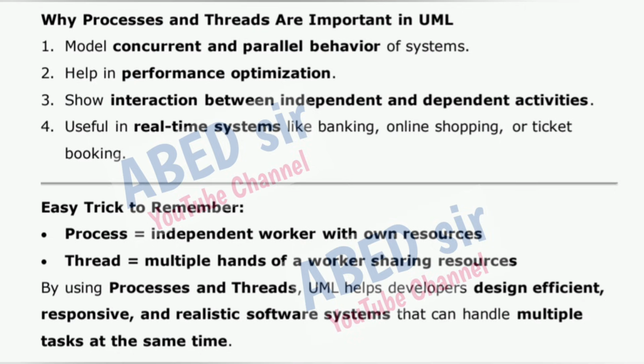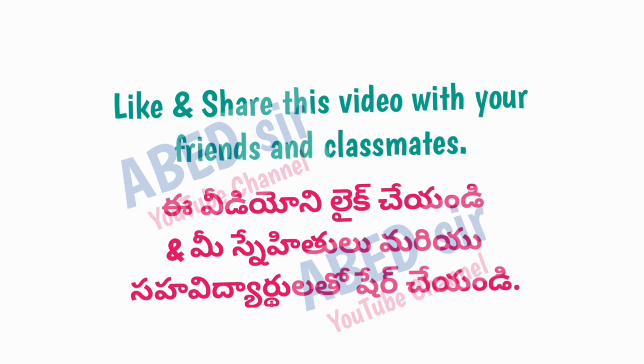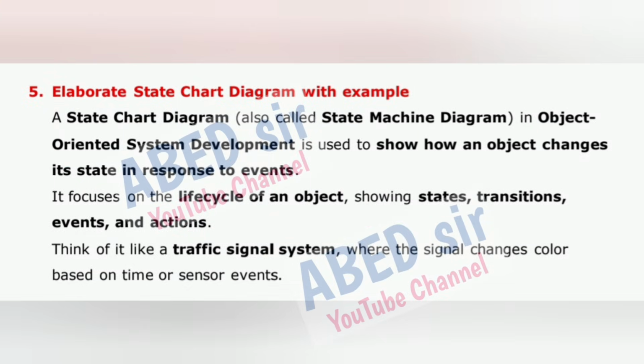Process is equal to independent worker with own resources. Thread is equal to multiple hands of a worker sharing resources. By using processes and threads, UML helps developers design efficient, responsive, and realistic software systems that can handle multiple tasks at the same time. Next important long question is 5. Elaborate state chart diagram with example.